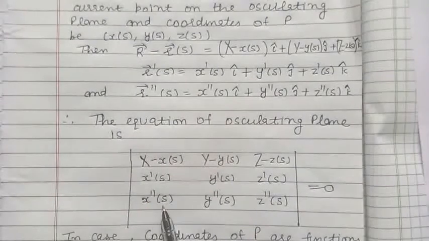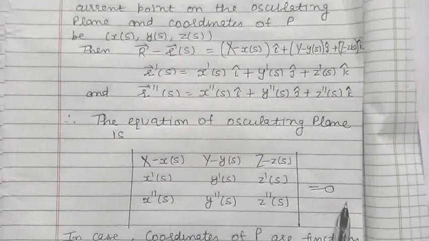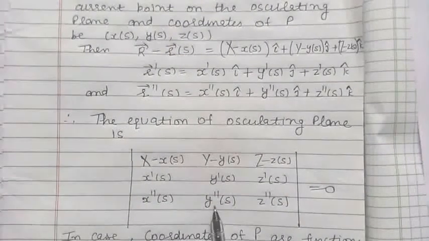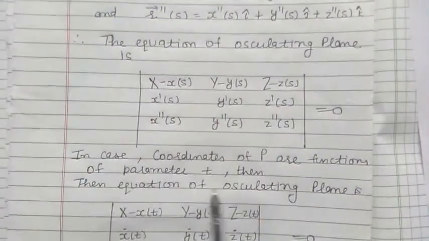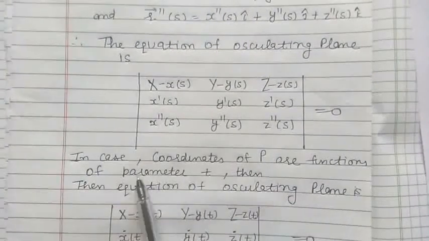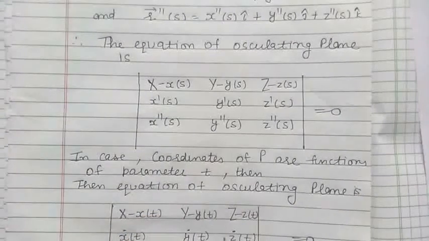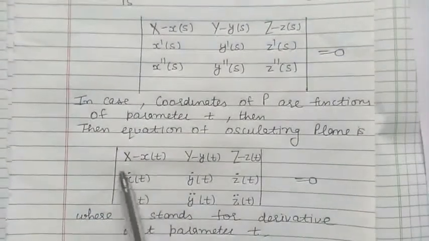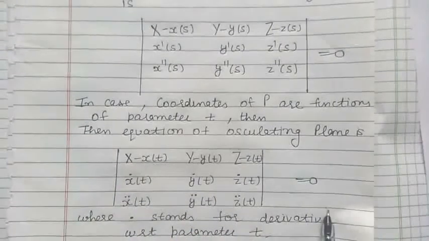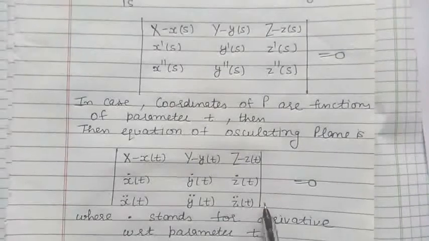In the third row of this determinant, we have the components of r double dash, which are x double dash, y double dash, z double dash. This determinant equated to 0 gives the equation of the osculating plane in the Cartesian form. If the coordinates of the point P are functions of the parameter t, in that case dash is replaced by dot. Dot means derivative with respect to the parameter t. So in that case, the equation of the osculating plane is given by this expression. So this was how we can obtain the Cartesian form of the osculating plane.